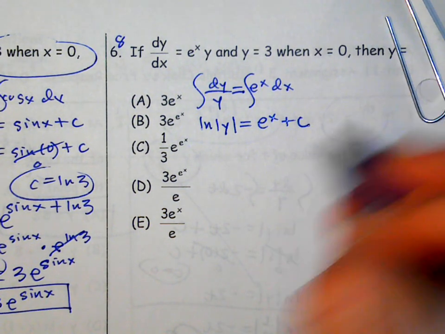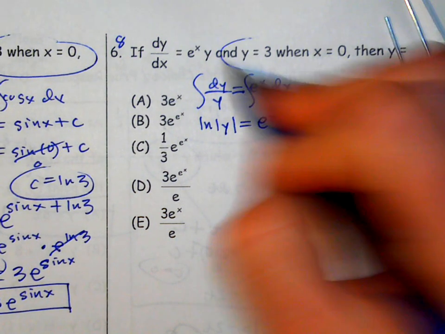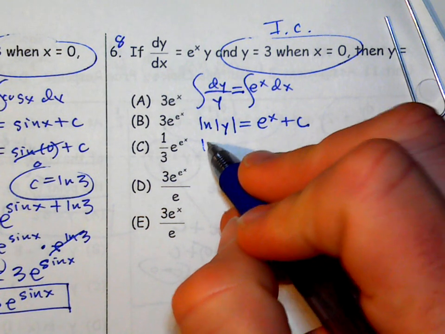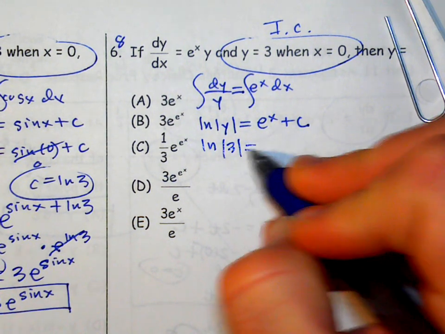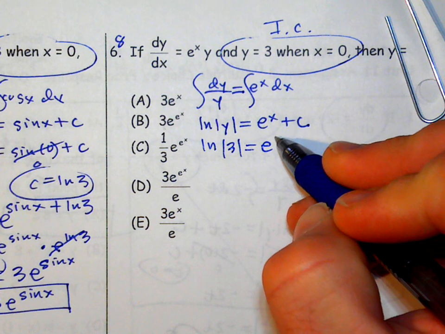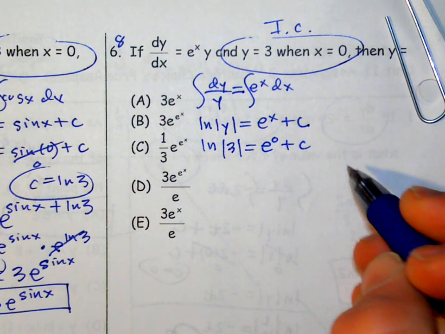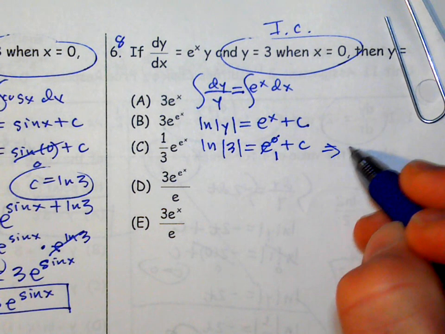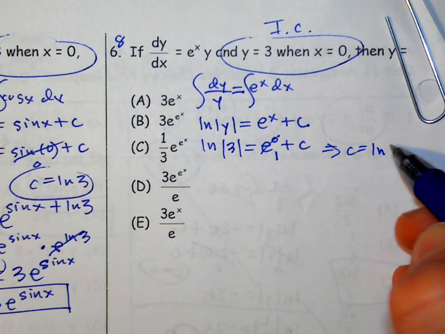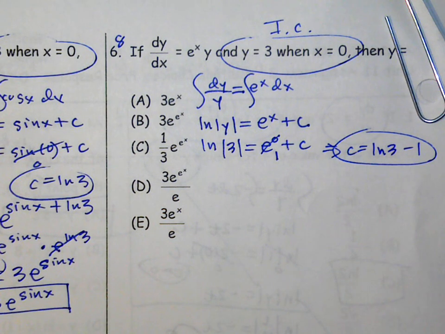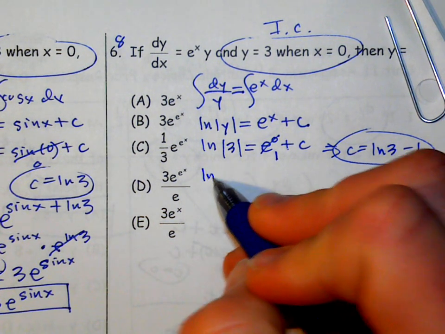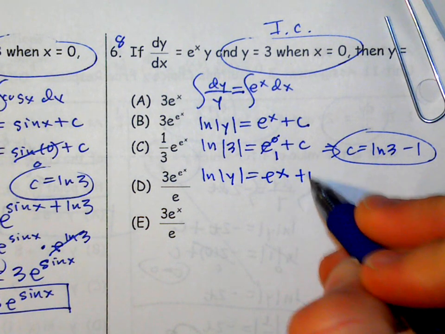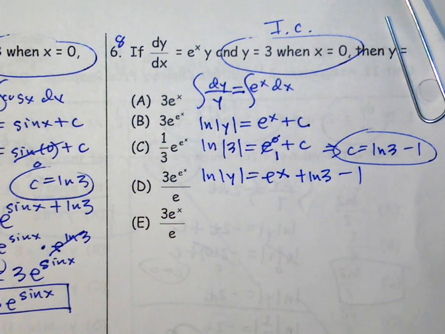Let's use the initial condition to find the c value. Plug 3 in for y, 0 in for x. Now, maybe this is a mistake people make. e to 0 is not 0. That's 1. So c equals natural log of 3 minus 1. So we're going to rewrite it. Natural log of the absolute value of y equals e to the x plus natural log of 3 minus 1.